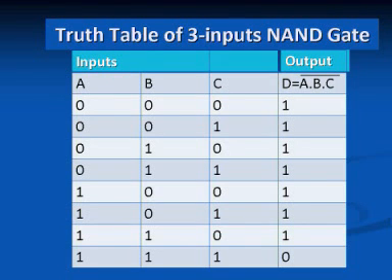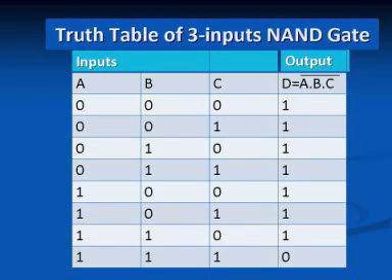For inputs A, B, C 0, 0, 0, the output D is 1. For 0, 0, 1, the output is 1. For 0, 1, 0, D is 1. For 0, 1, 1, D is 1. For 1, 0, 0, D is 1.